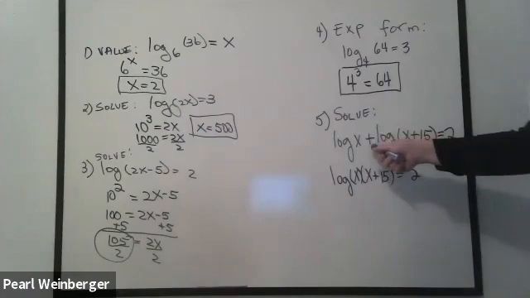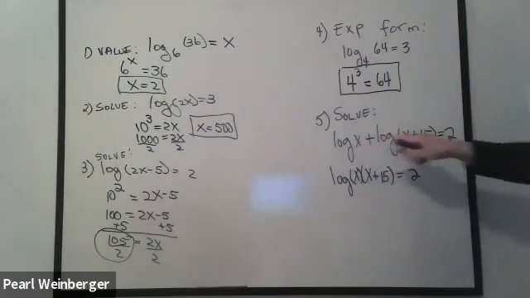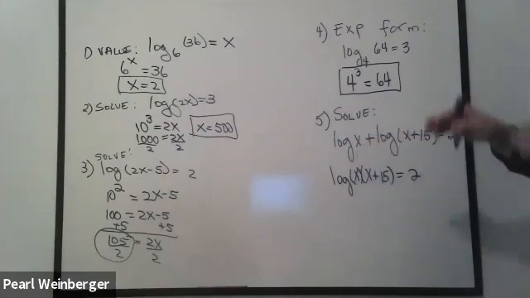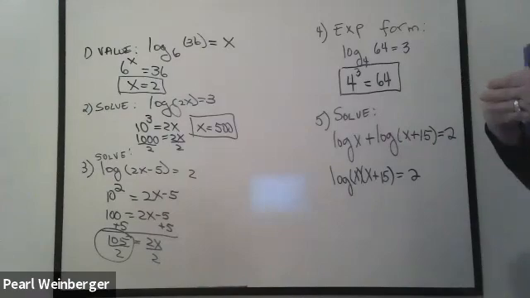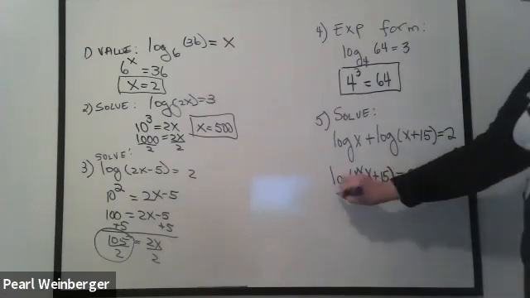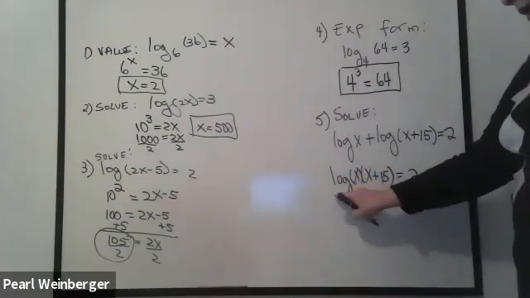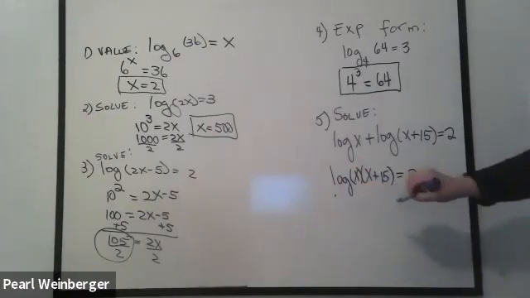So if you see a plus in between the 2 logs, you multiply the 2 expressions. If this would have been a minus, I would have divided, because when you're subtracting logs, it means that you originally were dividing the numbers. So this will give you, now we can switch this back to exponential form.